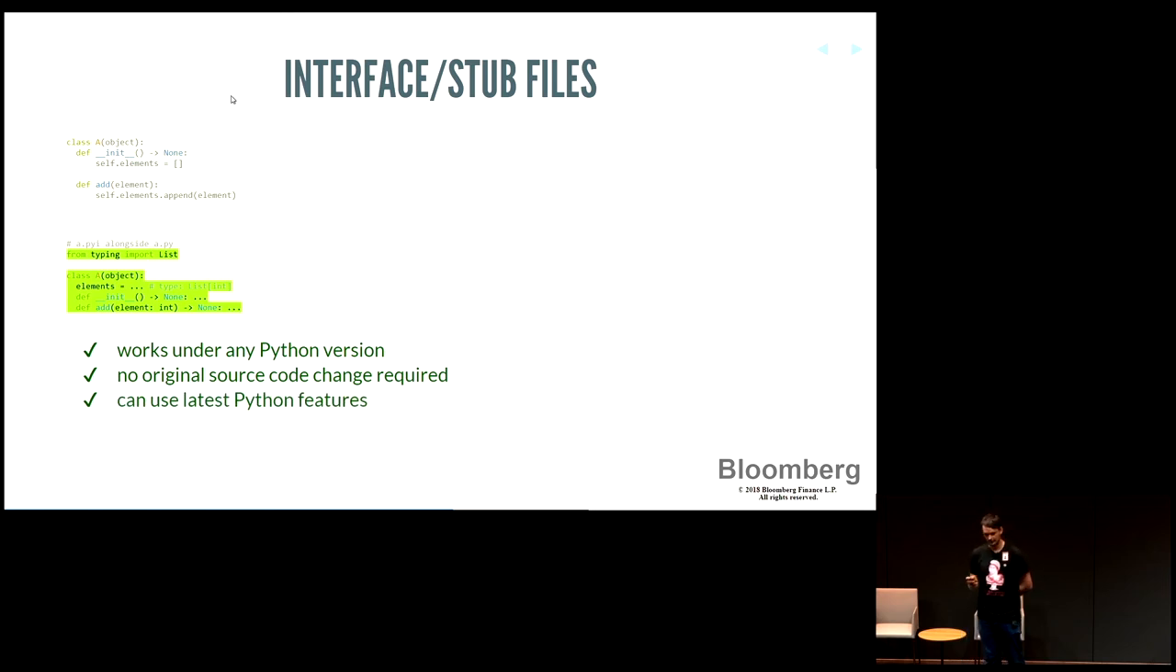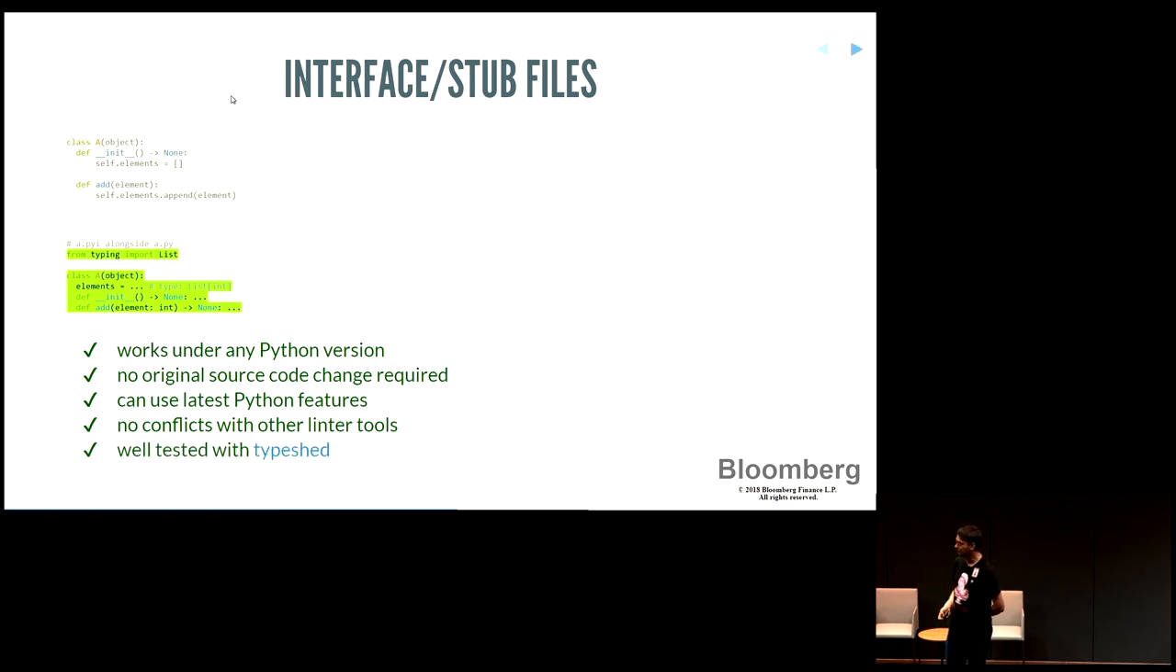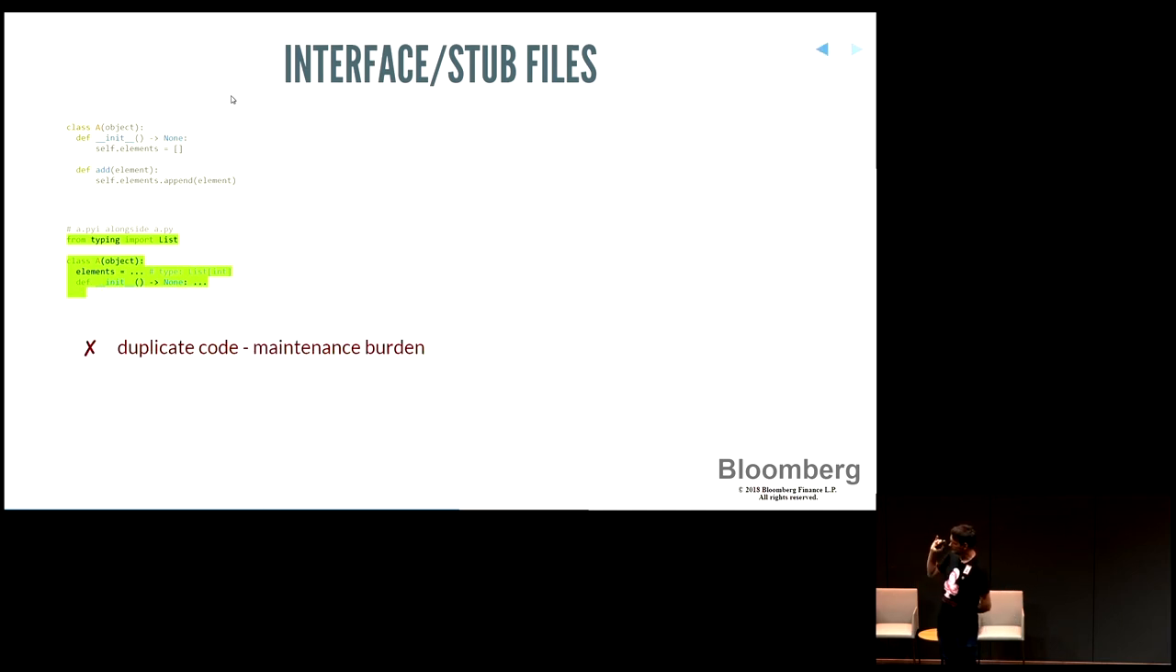It also means that you can use the latest Python features, because this interface file doesn't actually get run by the interpreter. You can write any syntax you want in it, basically. So you can use Python 3.7 features happily inside. There are no conflicts with other linter tools, because linters usually don't check the type stub files. And it's also well tested, because if you have already used type hinting, this is how the whole standard library is type hinted, by stub files beside it. And it's published under the project typeshed.